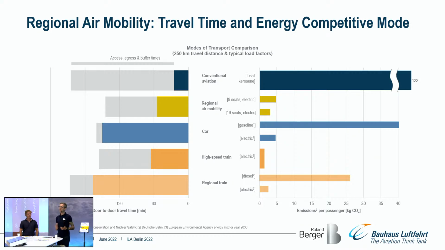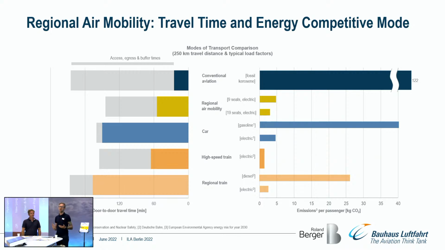And we are definitely faster than regional trains. And if you look on the right-hand side at the emissions, there are 3 large bars where, if we can compete, or if we can shift passengers from modes of transport that run on combustion engines, then regional air mobility is superb in terms of emissions. However, there's also electrification going on in the other modes of transport.